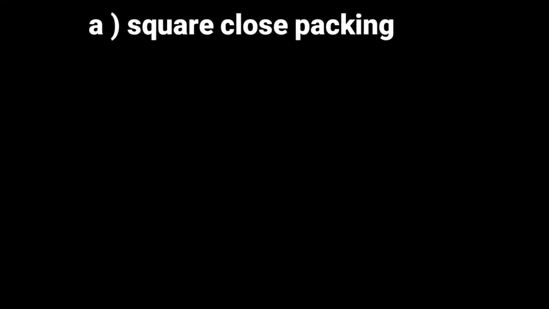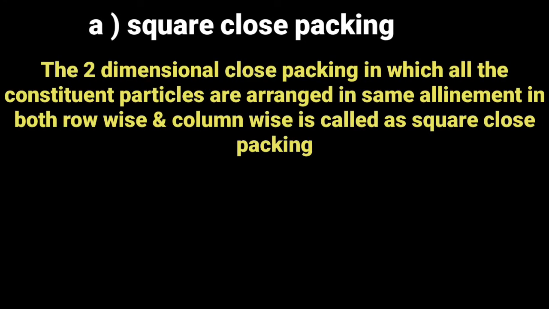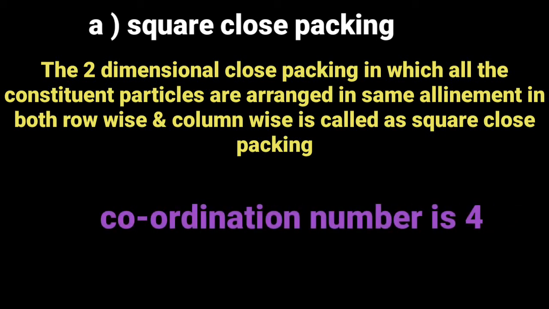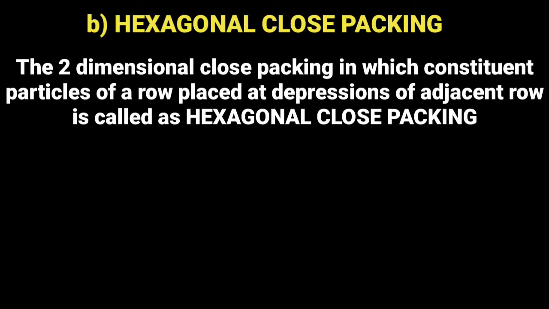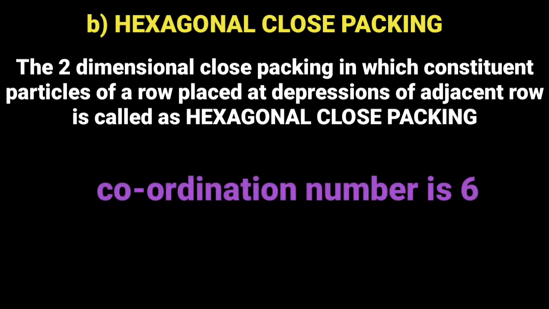Square close packing. The 2D close packing in which all the constituent particles are arranged in the same alignment both row-wise and column-wise is called square close packing. Coordination number is 4. Hexagonal close packing. The two-dimensional close packing in which constituent particles of a row are placed in the depressions of the adjacent row is called hexagonal close packing. The coordination number is 6.